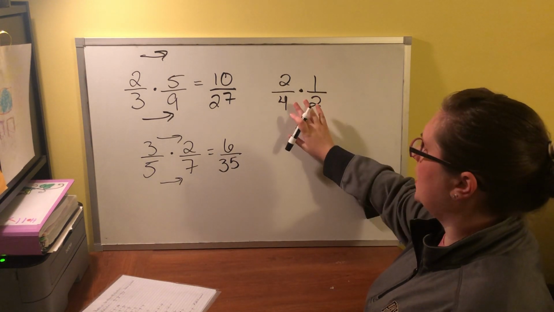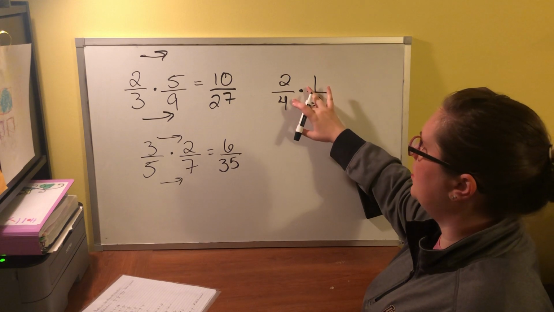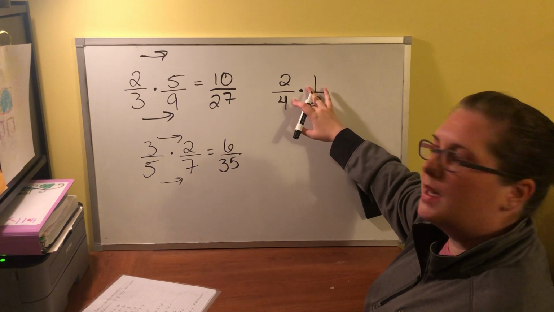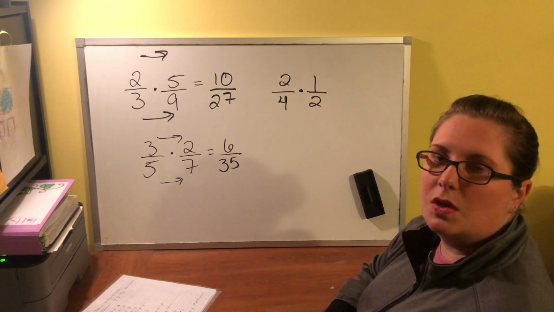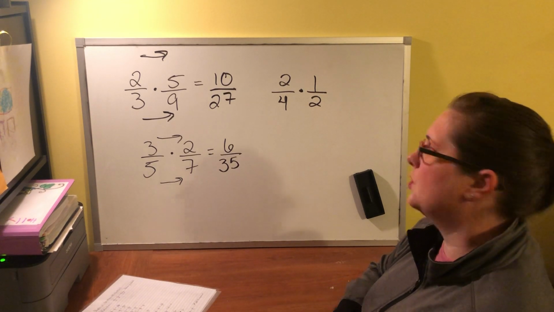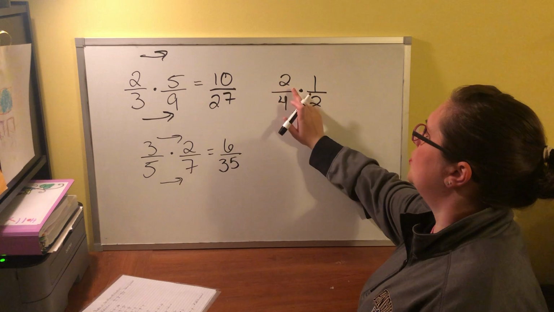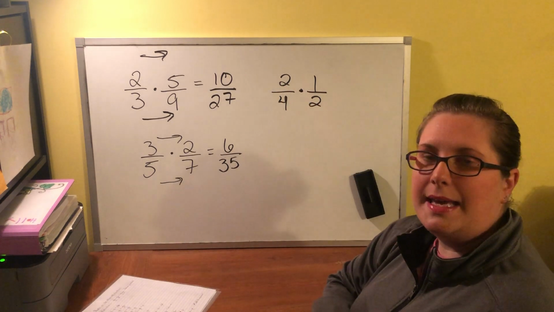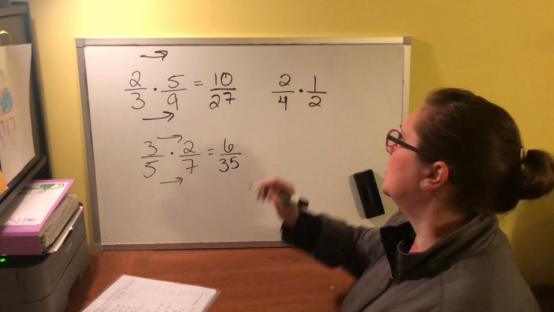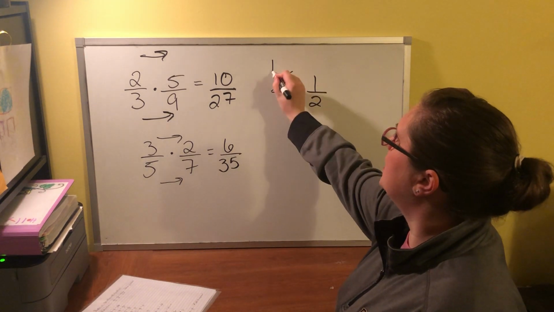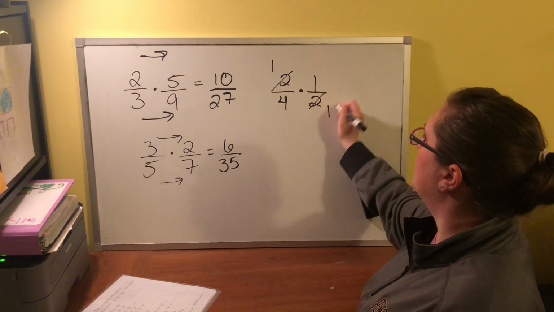So the first thing we're going to look at, let's look at the 4 and 1. Is there a common factor that I can divide out of 4 and 1? And there isn't, right? Nothing goes into 4 and 1 except 1, which doesn't change our answer. So we're going to look at the other diagonal. 2 and 2. Can I simplify 2 and 2? Yeah. Both are divisible by 2. So 2 divided by 2 is 1. 2 divided by 2 is 1.